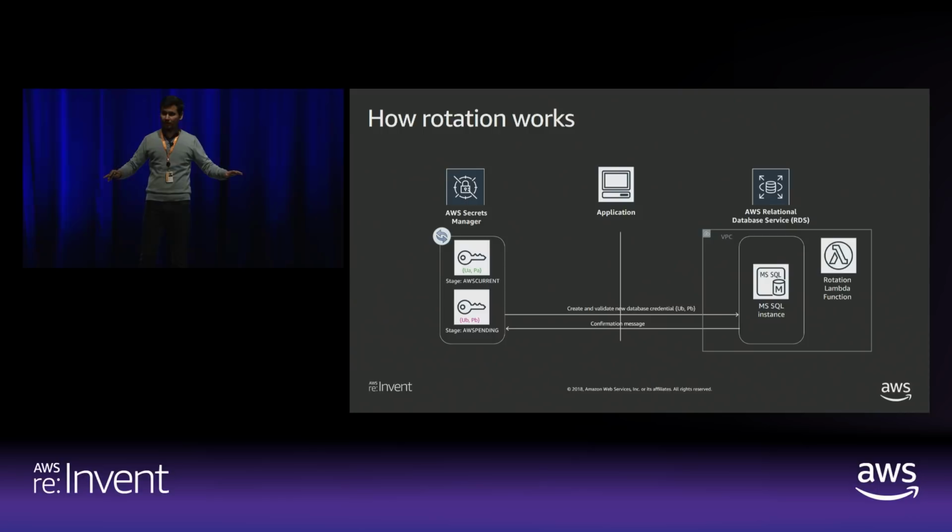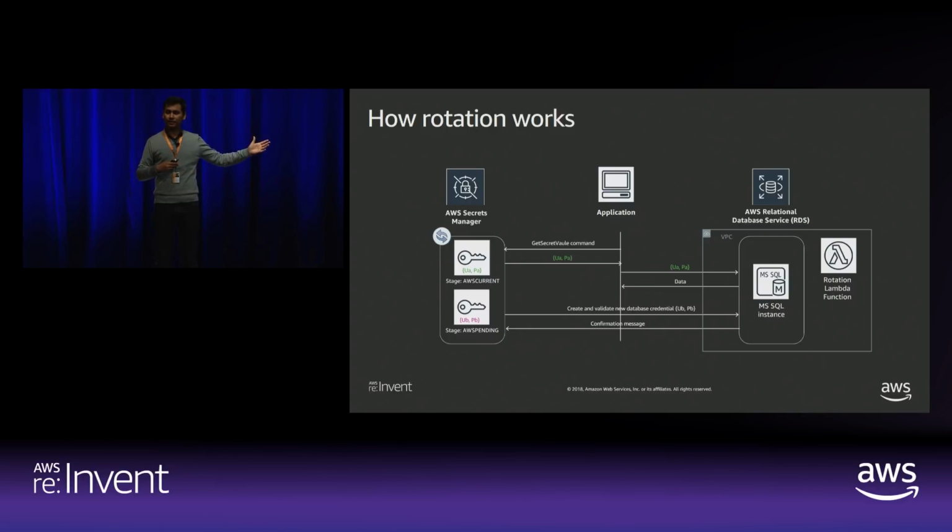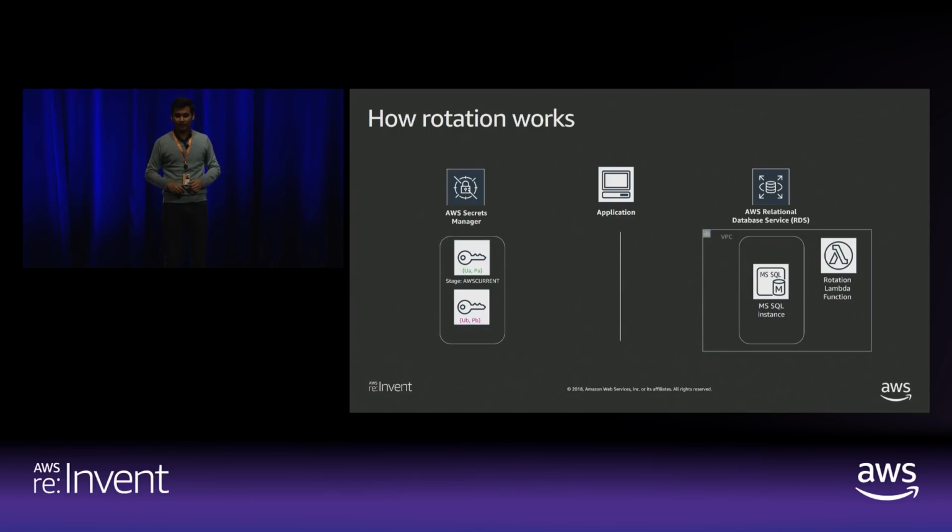Now, throughout this entire process, if the application requires access to your database, the version of the secret that's labeled AWS current is still functional. So your application is not impacted. Your application continues to function the way it should function. Now, once Secrets Manager ensures that the new credential is behaving appropriately, it updates the version on this new credential to AWS current. And the previous version of the credential is labeled AWS previous.